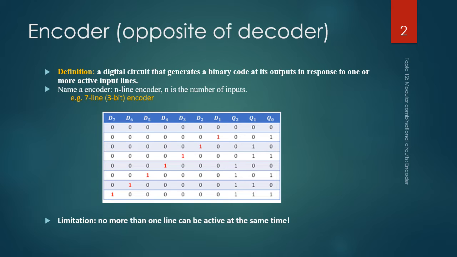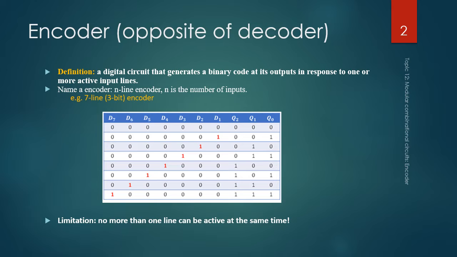And to name an encoder, usually we call it an n-line encoder. N is the number of inputs. For example, we have a 7-line or 3-bit encoder. Sometimes you will see people talking about how many bits. 3-bit. The number of bits corresponds to the number of outputs. So for the 7-input encoder, we have a 3-bit output.